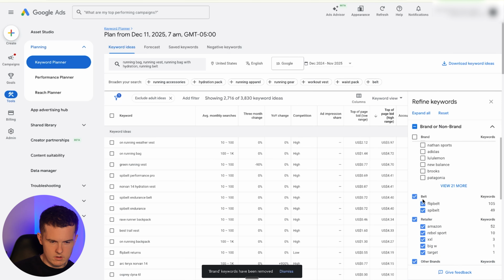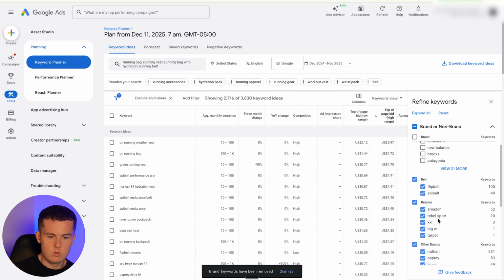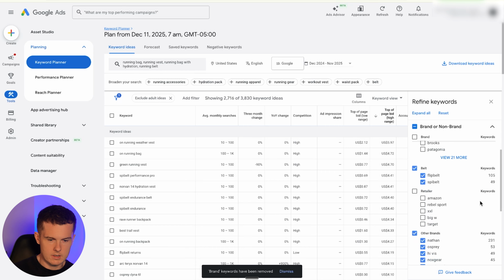Then next up, I can get rid of belt. Now, flip belt, spy belt, I don't actually know what those mean, so for now I'm going to keep them in. Are they brand names or are they types of running belts? I'll have to look that up. Retailers is next. So Amazon, Rebel Sport, I don't want to include those.